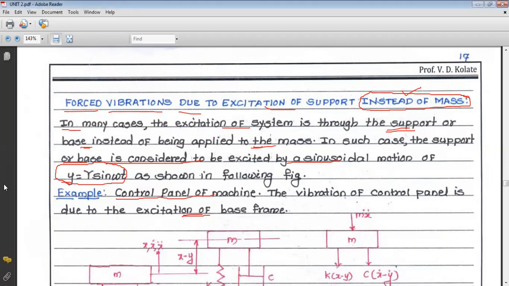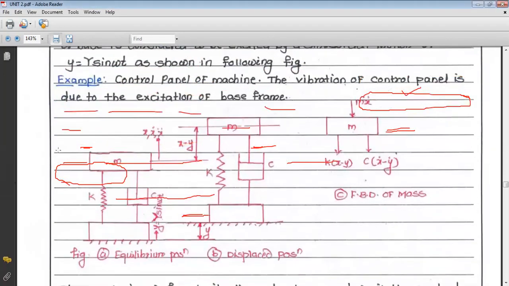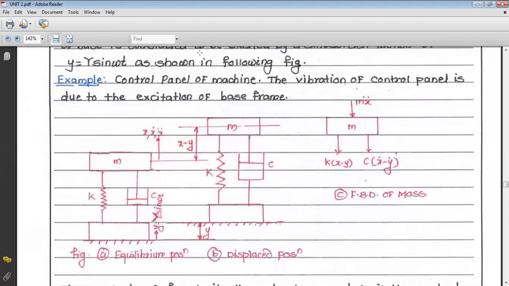Consider a spring mass damper system. So this is the spring, this is the damper, and this is the mass. The spring has stiffness K, the damper has damping coefficient C, and the body or system has mass m.